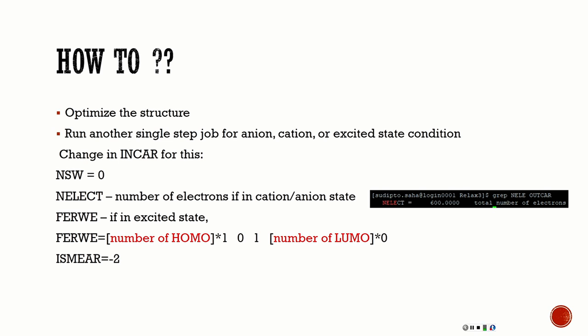So you will make the NSW value 0. That means only one step, and you will use the number of electrons. With this command, grep NELECT OUTCAR, you can get all this information.